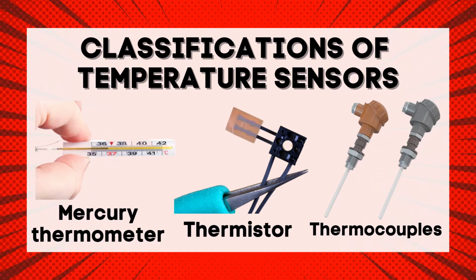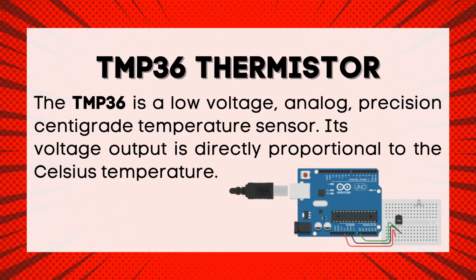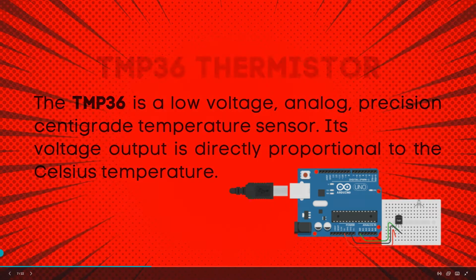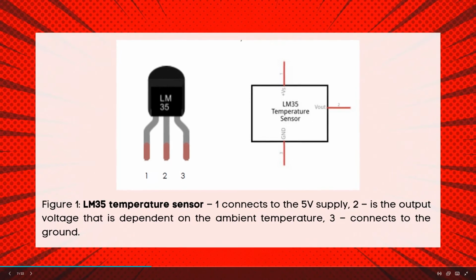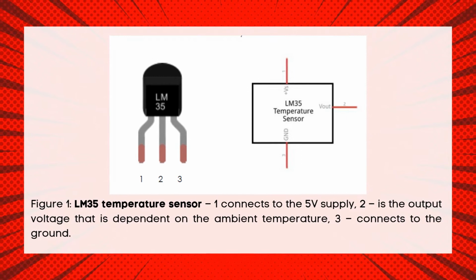The temperature sensor that we'll be using in our activity and in our discussion is the TMP36, a thermistor semiconductor sensor type. The TMP36 is a low voltage, analog, precision centigrade temperature sensor. Its voltage output is directly proportional to Celsius temperature. Its range is from negative 40 degrees Celsius up to positive 125 degrees Celsius.